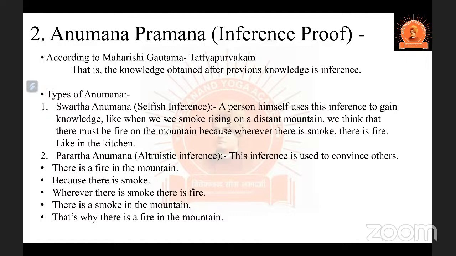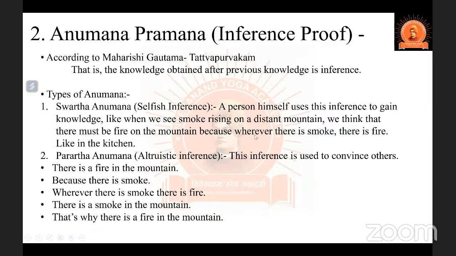You don't know whether it is true or wrong, but you try to pick up that word or that object in your senses, in your mind, through the previous knowledge that is present with you. That's why it is called inference. Through inference you are acquiring knowledge. So the second is anumana pramana. Here also there are two types of anumana: swartha anumana, selfish inference, and altruistic inference, that is parartha anumana.